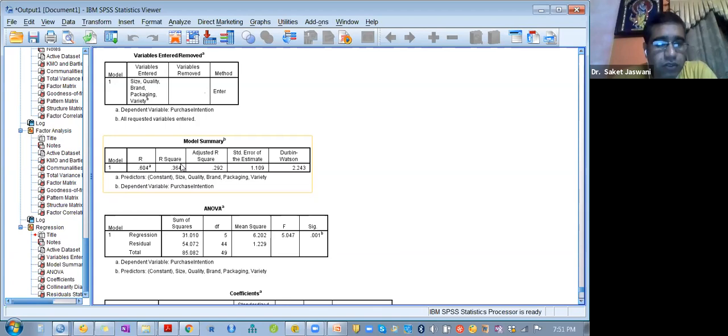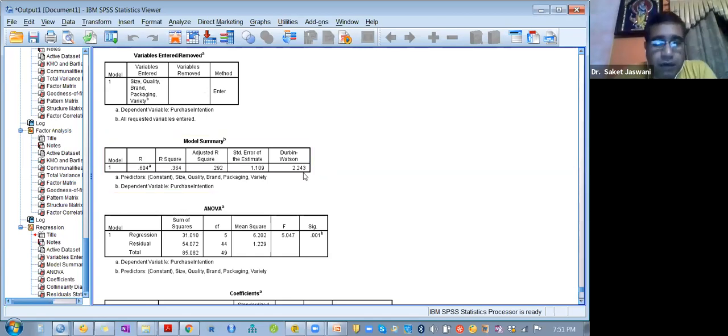R square is 0.36. That is, 36% of the dependent variable is explained by the 5 independent variables. This is known as R square. It is 0.364, so 36% is explained.